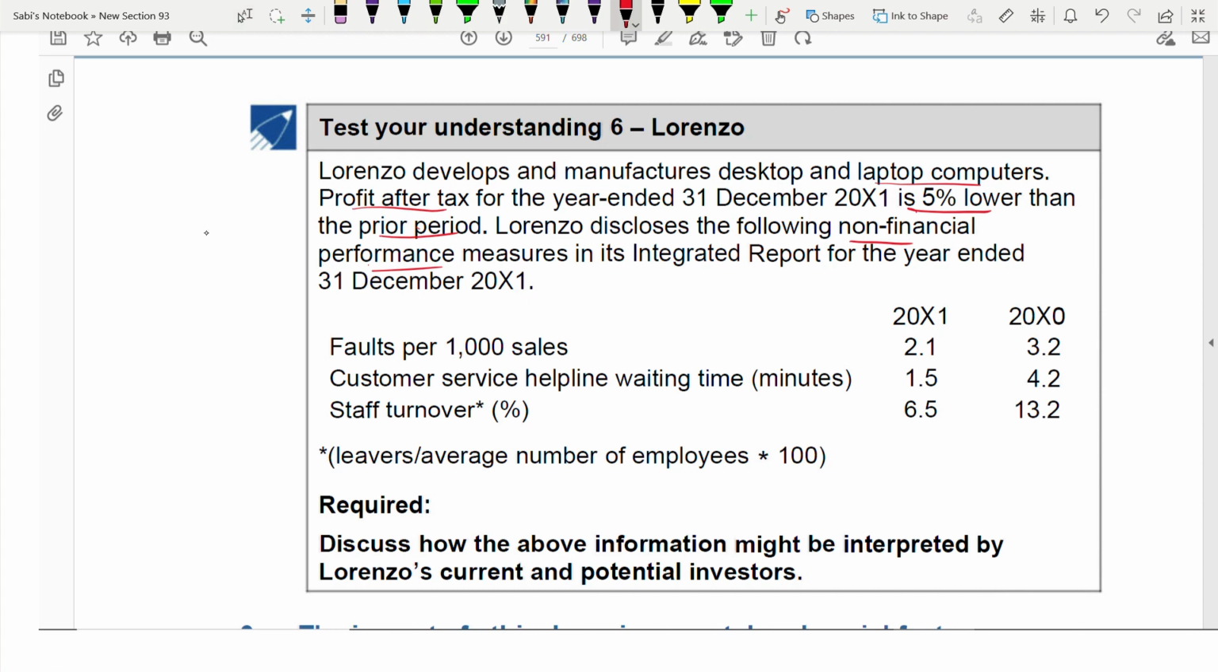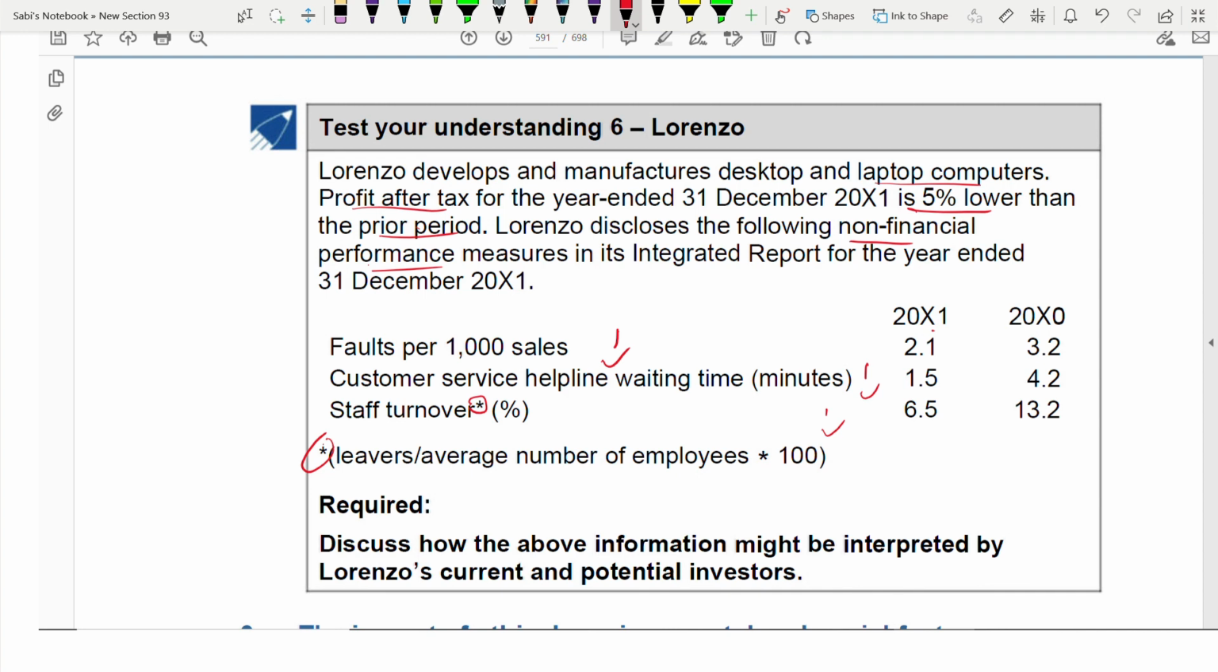Faults per thousand sales. If you see, it reduced, right? From 2000 to 2001. You have to go from right side to left. Then customer service. If you see, it also reduced, which is good. Customer service helpline waiting time in minutes also reduced. Staff turnover became almost half in terms of percentage. Okay, so this is a star. That means this is how they have calculated the staff turnover: leavers divided by average number of employees.